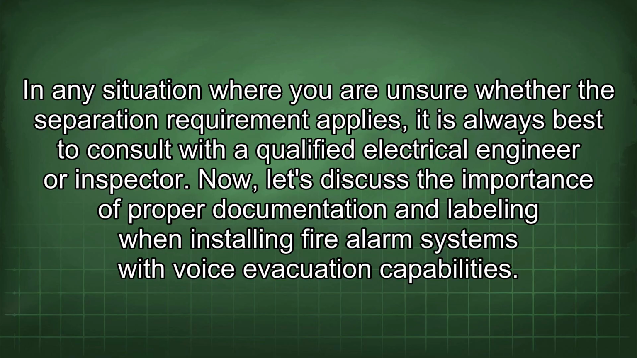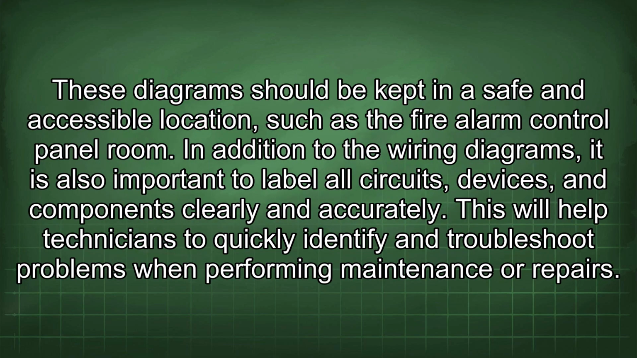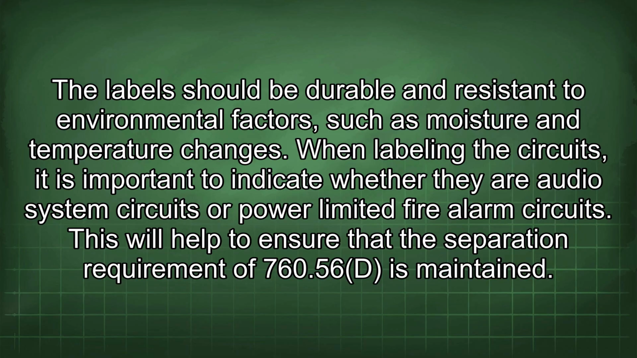Now let's discuss the importance of proper documentation and labeling when installing fire alarm systems with voice evacuation capabilities. Proper documentation and labeling are essential for ensuring that the system can be easily maintained and repaired. When installing the system, it is important to create detailed wiring diagrams that show the location of all circuits, devices, and components. These diagrams should be kept in a safe and accessible location such as the fire alarm control panel room. In addition to the wiring diagrams, it is also important to label all circuits, devices, and components clearly and accurately. This will help technicians to quickly identify and troubleshoot problems when performing maintenance or repairs. The labels should be durable and resistant to environmental factors such as moisture and temperature changes.